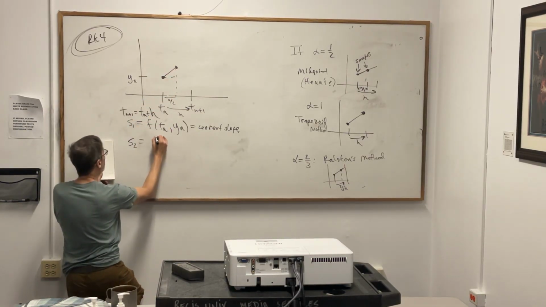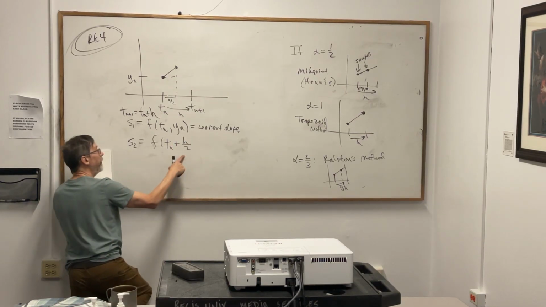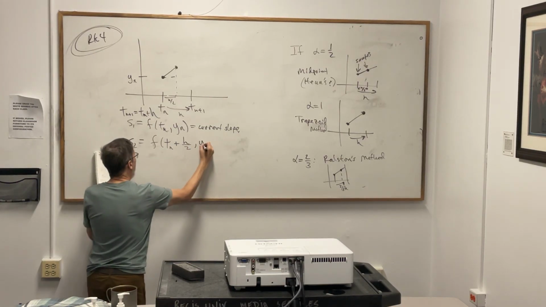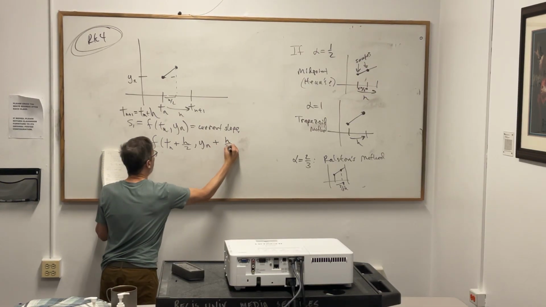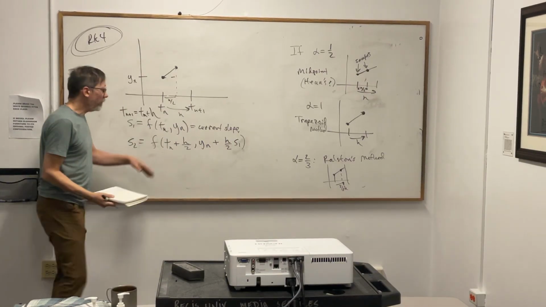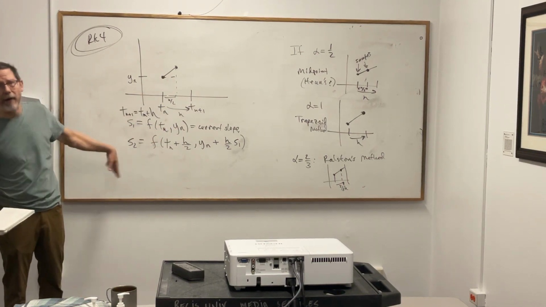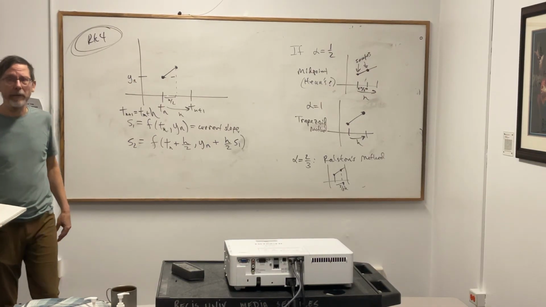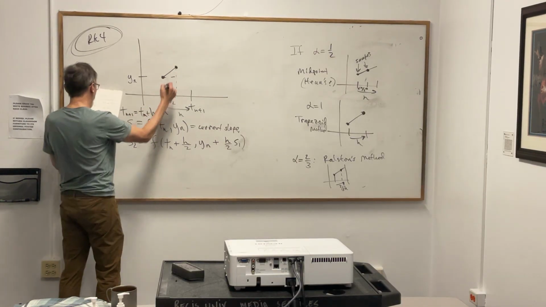So S2 is f of t_n plus h over 2, and then the y_n I'm sampling from is y_n plus half the step size times the current slope. If these were the only things I was using, it's the midpoint rule. If I just took an average of these things, half of this and half of this, I would be using the midpoint rule. But I'm not. I'm just grabbing that right there.